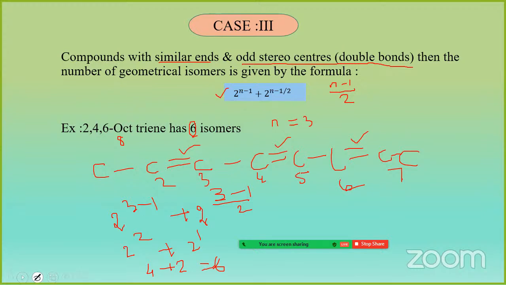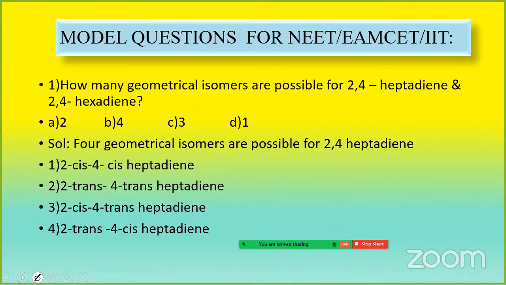Now let us see some of the model questions which we are getting for the NEET, IIT, and EAMCET exams. So the first question here is, how many geometrical isomers are possible for 2,4-heptadiene and 2,4-hexadiene? So here 4 geometrical isomers are possible for 2,4-heptadiene. How? See here, hept means 7 carbons, and diene is in the name only, clearly indicating the number of double bonds is 2.